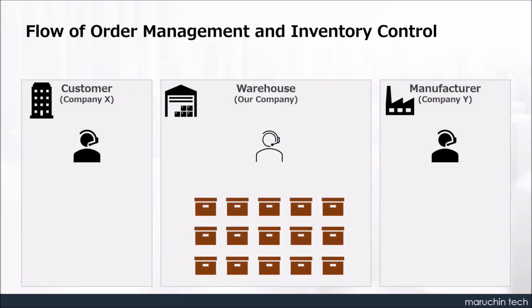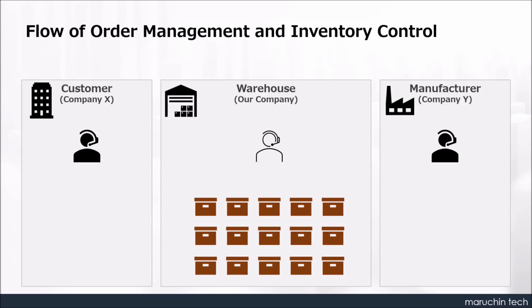Now, let's look at the flow of order management and inventory control. First, our company is in the center. We currently hold some stock of a product. On the left are customers from whom we receive orders. On the other hand, when stock runs low, we place orders with the manufacturer.